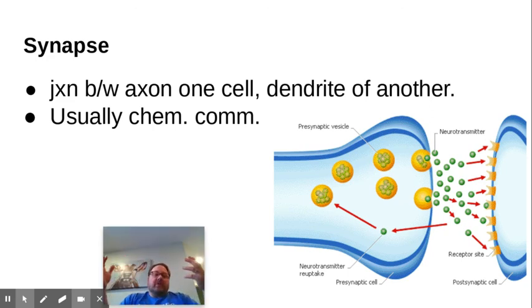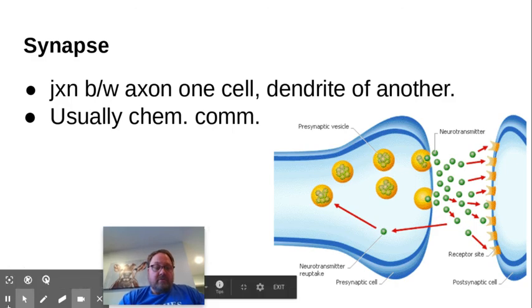So that's just a general intro into the nervous system. In the next segment, we'll actually get into the electrical signaling that occurs when neurons fire.